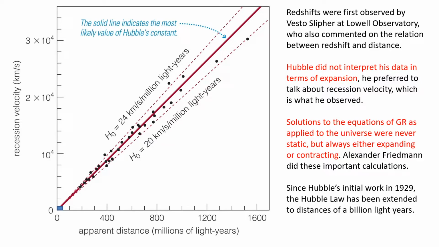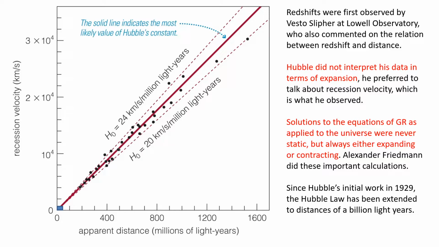Now, redshifts were actually first measured by Vesto Slipher. As we've seen, Hubble in his major discoveries depended on other people's work. And Vesto Slipher not only measured redshifts before Hubble did, but he also commented on the relationship between redshift and distance. But Hubble did more and better work, and in the end he essentially got the lion's share of the credit. Hubble was quite careful in how he wrote about his data.